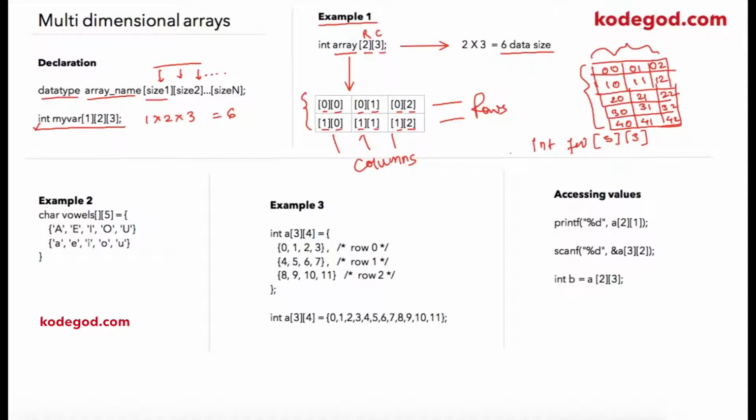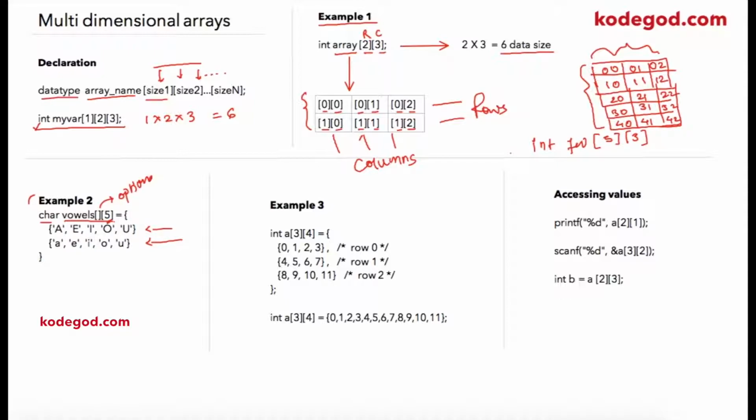Let us take one more example. In example 2, we are declaring a character array. It's a two-dimensional array. For simpler understanding, we are initializing the variables like this. So this is my first row and this is the second row. Also notice in this case, I have not specified the first size, so this is an unsized array. However, the second parameter is compulsory. So you need to at least specify the data size of your second dimension.